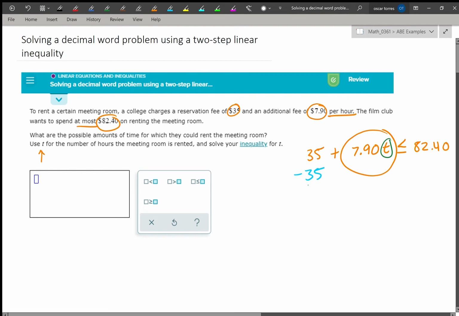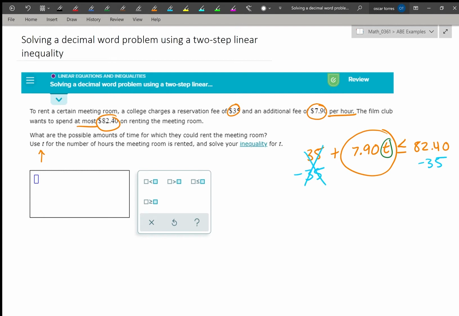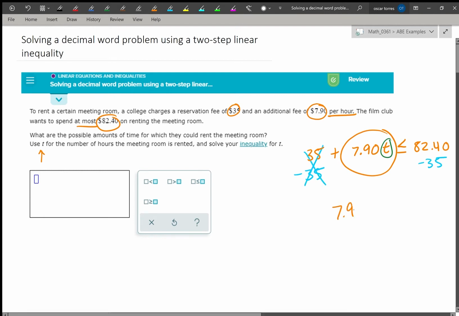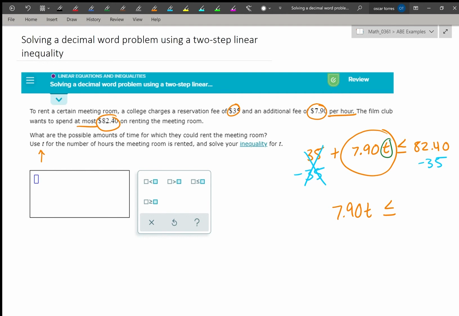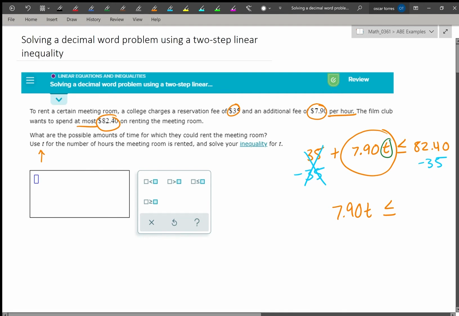What we do to one side of the inequality, we need to do to the other side as well. So over here, we're also going to do minus 35. On the left side, the 35s cross out and it leaves us with 7.90t. We still have a less than or equal to symbol. Now we need to do the math. We need to go ahead and subtract 82.40 minus 35. When we do that, we end up getting 47.40.